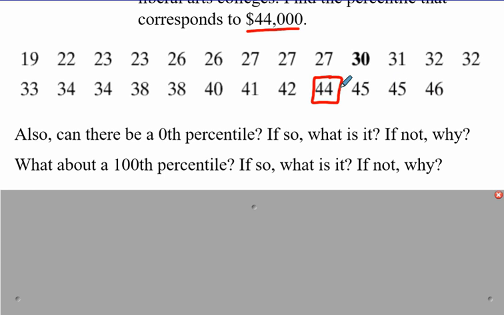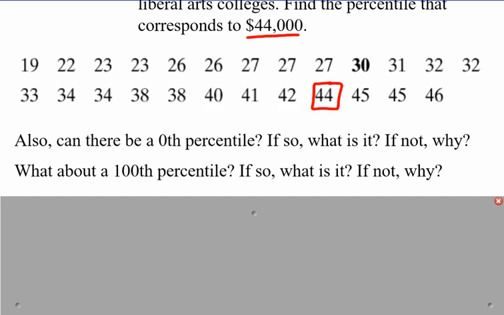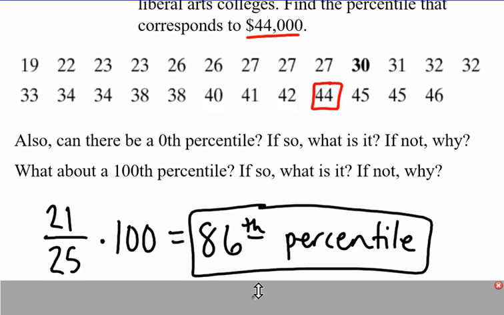There are 4 values right here, and I know that there are 25 values in total, so that means there must be 21 that are below 44. So 21 divided by 25 times 100 tells me that $44,000, that's in the 86th percentile of college tuition costs for the liberal arts colleges that were in this study.